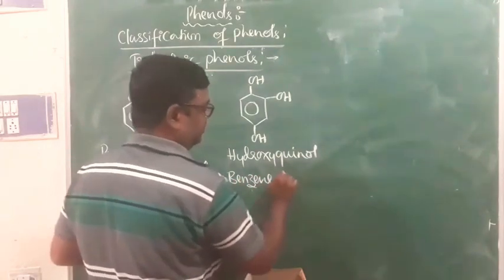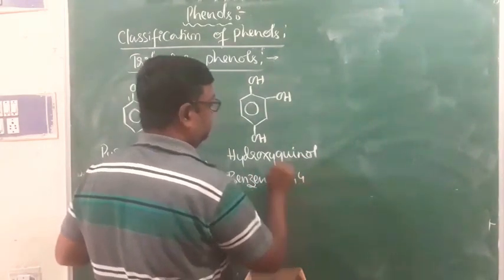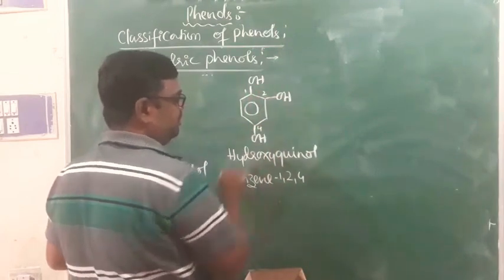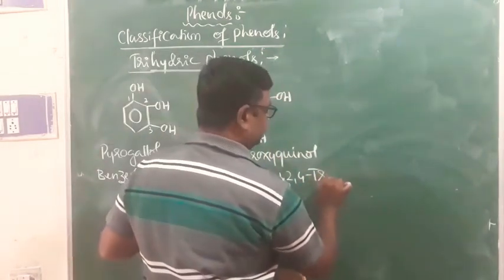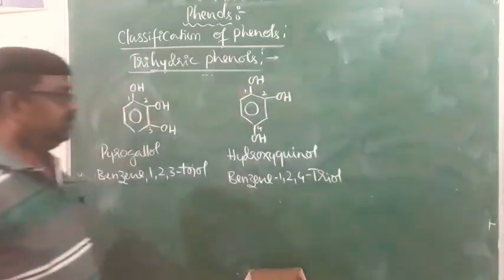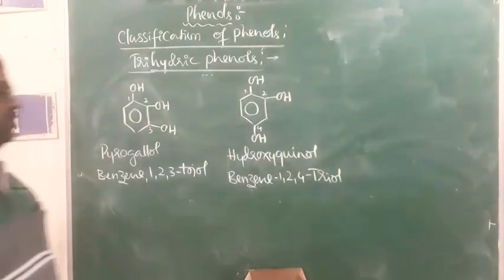Benzene, it is 1, 2 and 4. This is 1, this is 2 and this is 4. 1, 2, 4, it is triol. And this is what we call the IUPAC name of this, benzene 1, 2, 4 triol.